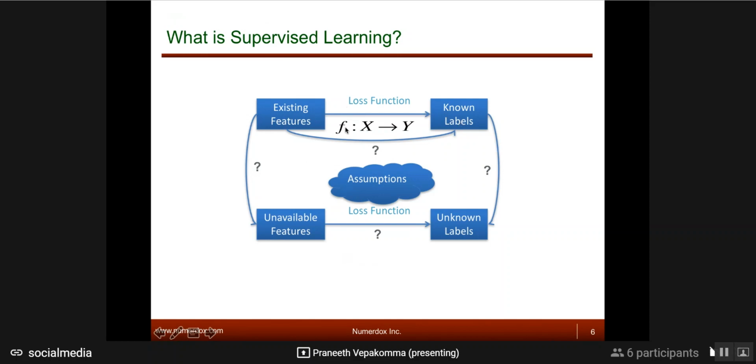And there could be a lot of functions that will go from existing features to known labels in a very good way with less error. It doesn't mean all those functions are good. You want to find only one particular function that goes from X to Y, that when you apply on your unavailable list of features, which you will get in the future, like your company will give this in the future to feed into this, and it will not know what your results should be.